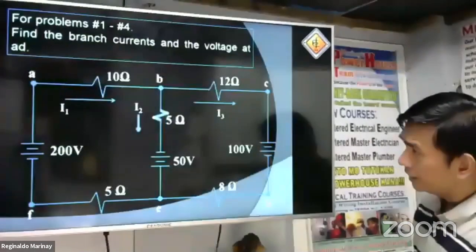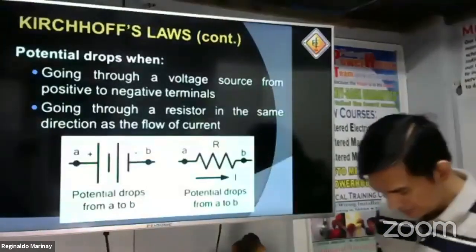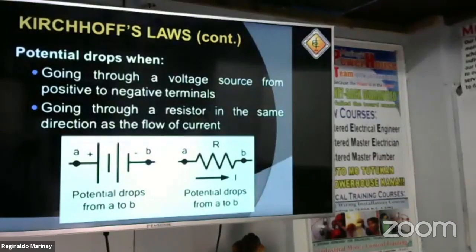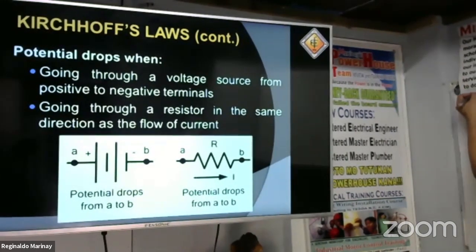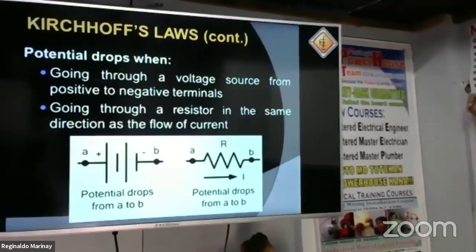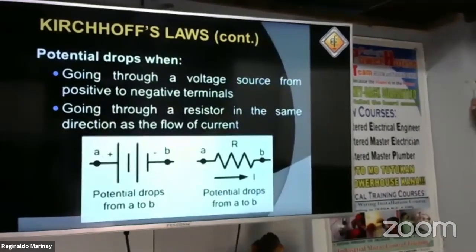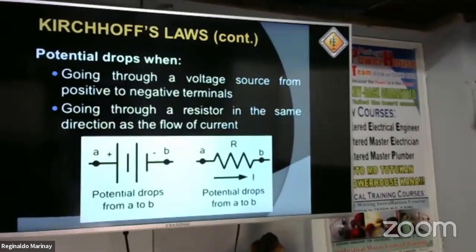Okay, I will give you a summary. Let us have a summary of the Kirchhoff's law. Okay, let's have now the summary of the Kirchhoff's law. Kirchhoff's current law. What is the summary?